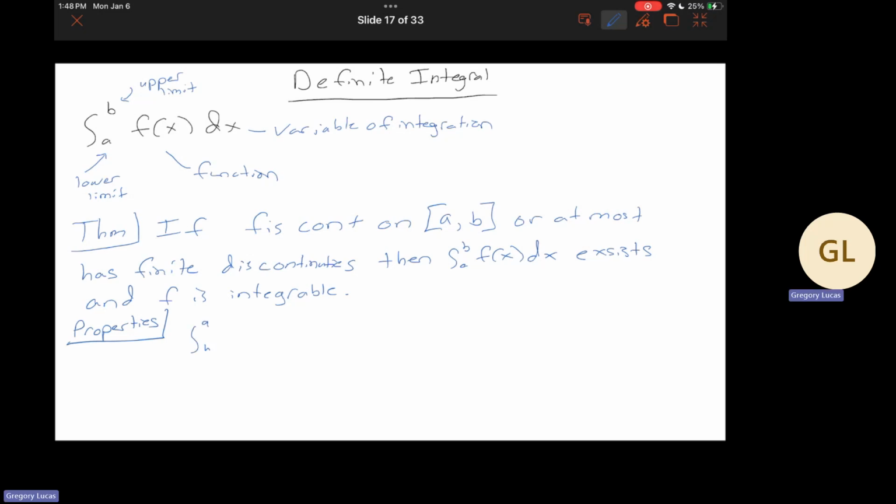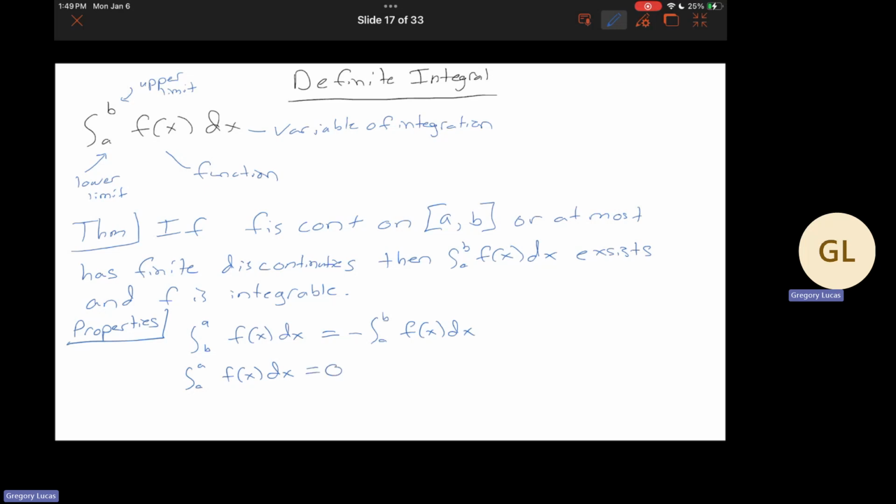So if we have the integral from a to b of f of x dx, this is the same thing as saying negative the integral from b to a of f of x dx. If my lower limit and upper limit are in the wrong spot, I can add a negative and flip the limits. That's property 1. Property 2, if I'm integrating from the same limit, from a to a, that's always going to be 0.